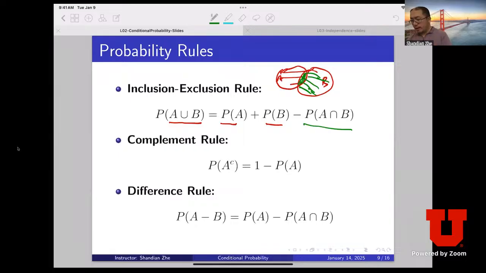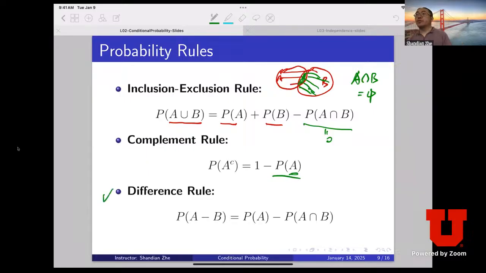So when A is not overlapping with B, which means A intersection with B is empty, and this part is simply 0, right? Then the probability of A union B is simply the probability of A plus probability of B. Again, I hope everyone will just draw some figure to strengthen your understanding. And complement rule: if you got probability of event A, then the probability of A complement is just 1 subtracted by probability of A.